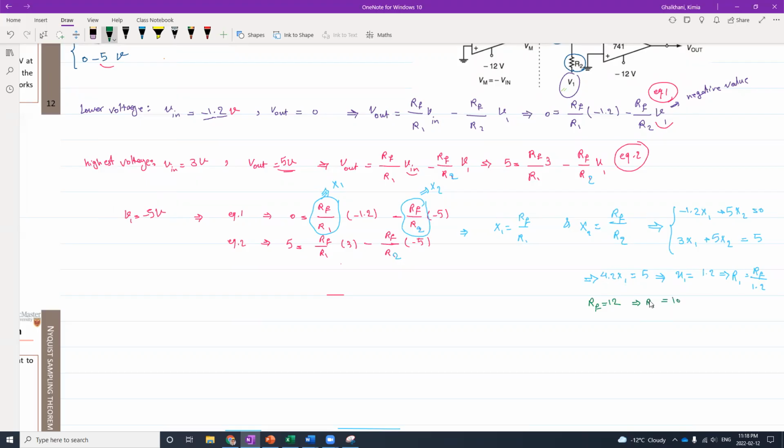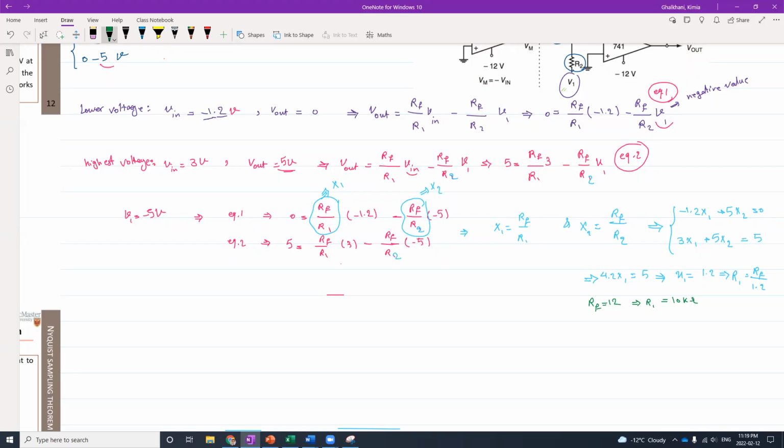R1 is going to be 10 kilo ohm. So we can replace X1 now in equation 1. And then what do we have? If I put the X1 in this equation, or maybe even this one, I will get the X2. So far I found the X1. Now I need to find the X2. To find the X2, I have to put the X1 from here to here.